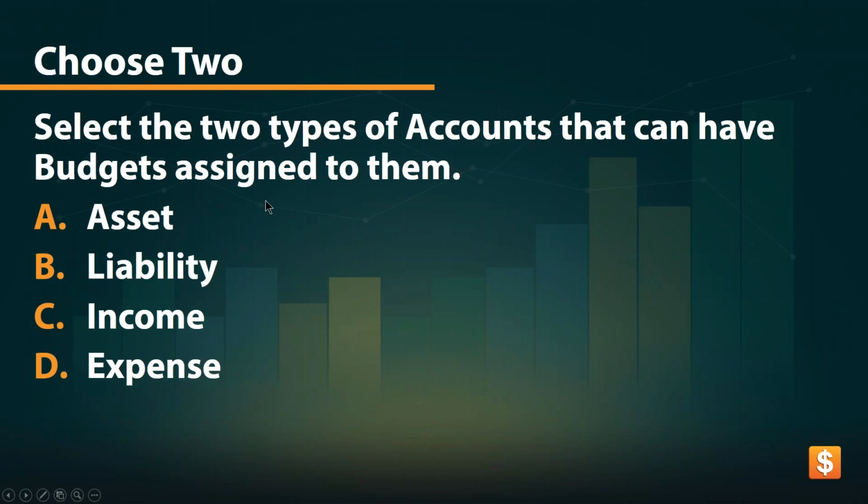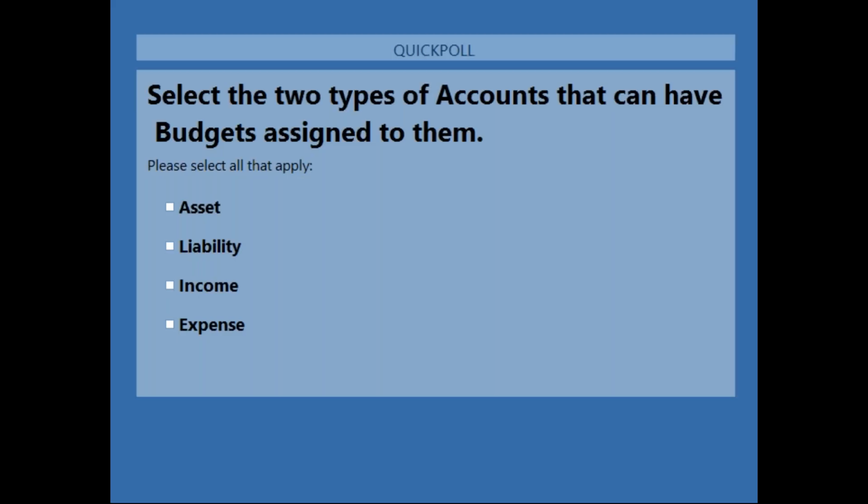Okay, question number 3, and it's going to be multiple choice. Please select 2. Select the 2 types of accounts that can have a budget assigned to them. A, asset, B, liability, C, income, or D, expense.